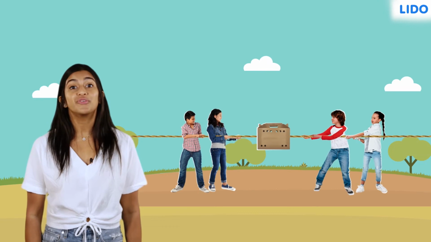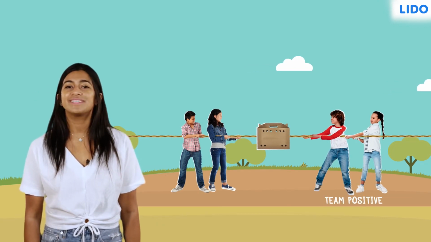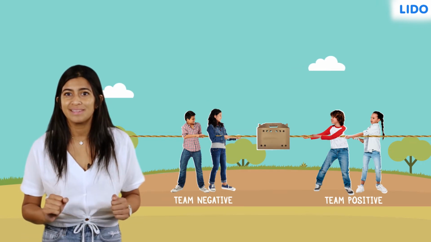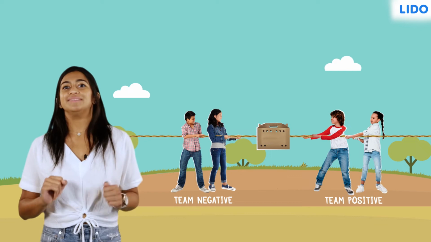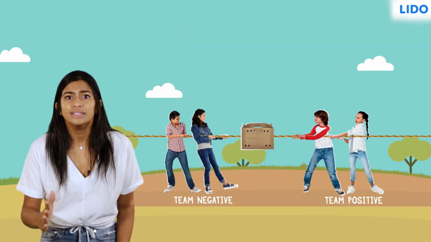Hi kids! We've come to witness the annual tug of war competition between two of my favorite teams. On the right side, we have team positive, and on the left side, we have team negative. Whoever pulls the big box in the center towards themselves wins the battle. Let's start. Ready, set, go!